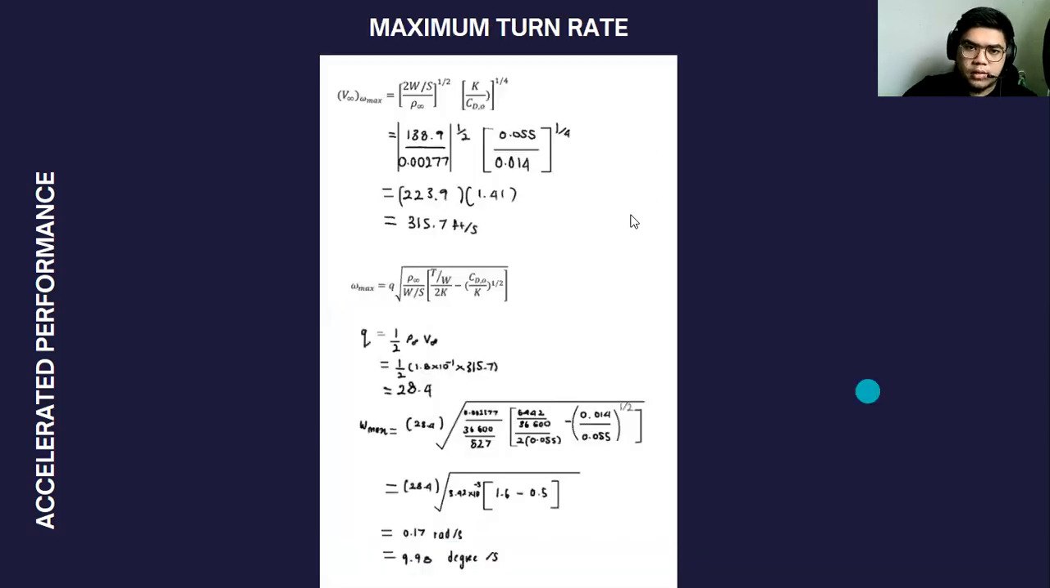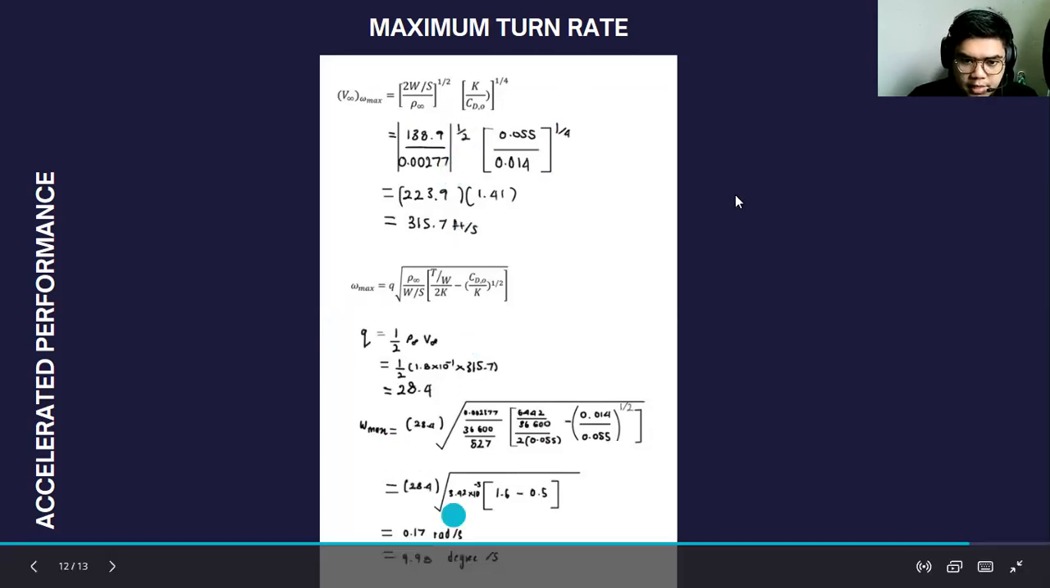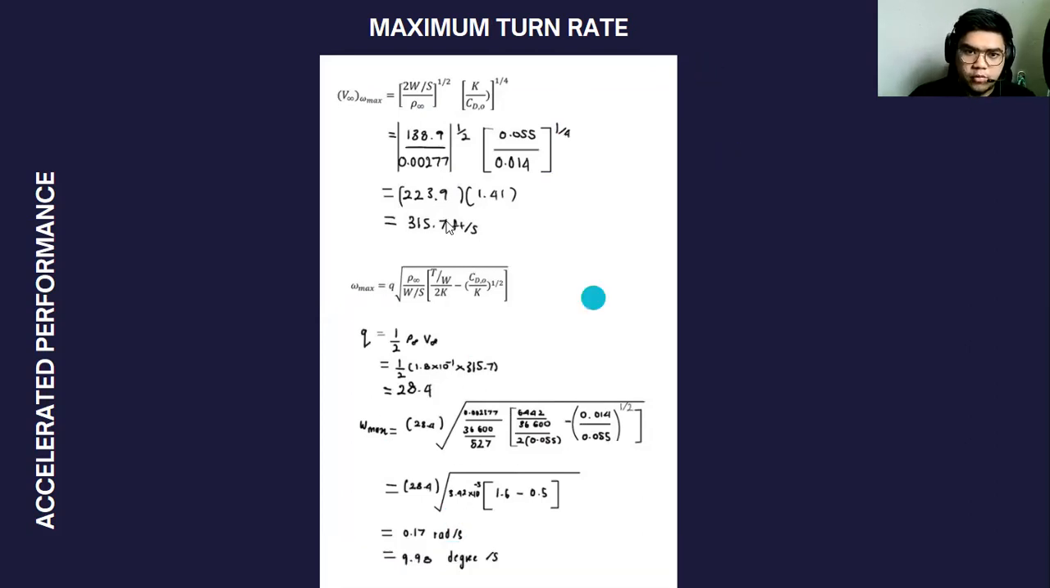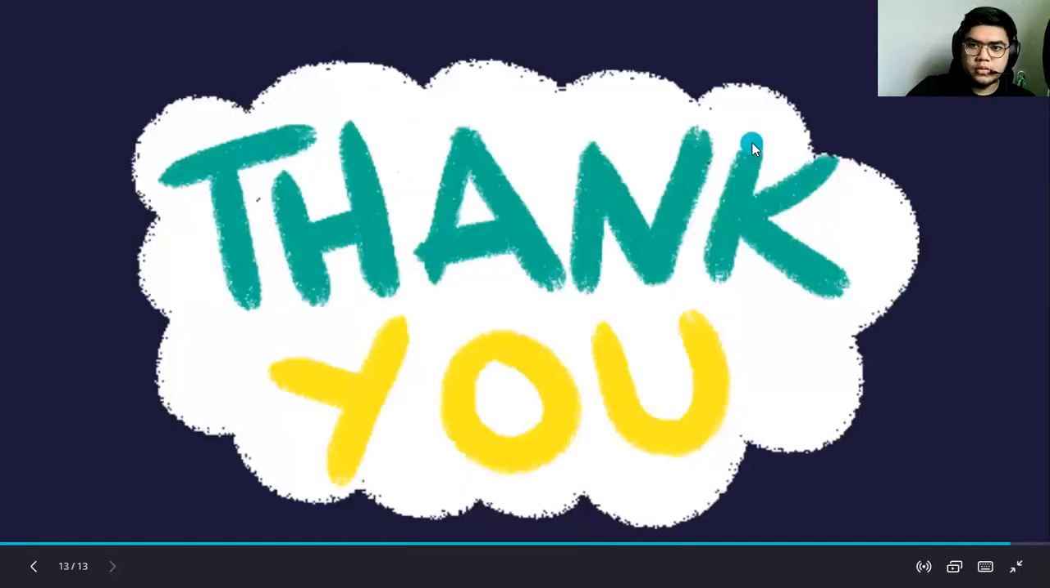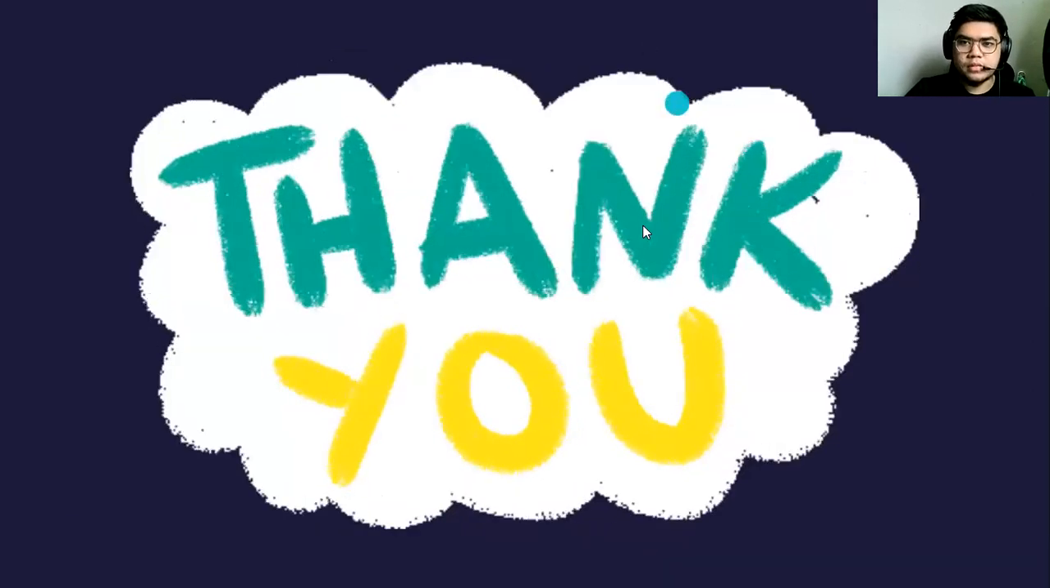Last but not least, the final component that I analyze is the maximum turn rate. I get the maximum turn rate at 9.98 degrees per second. First of all, I need to find the velocity at maximum turn rate, and then apply it into this formula and get the answer. So that's all for my presentation.